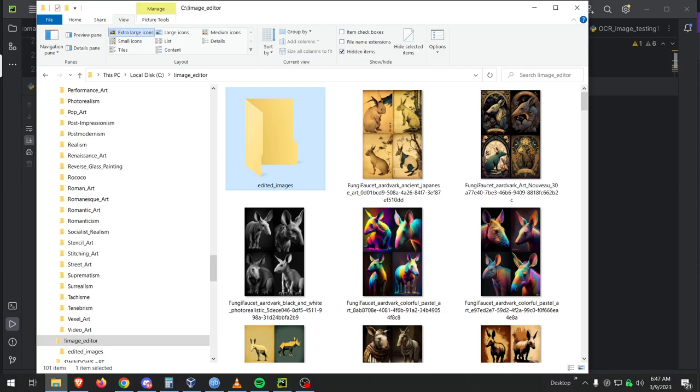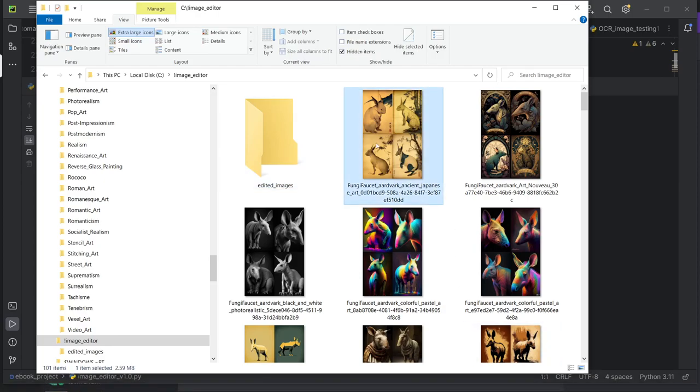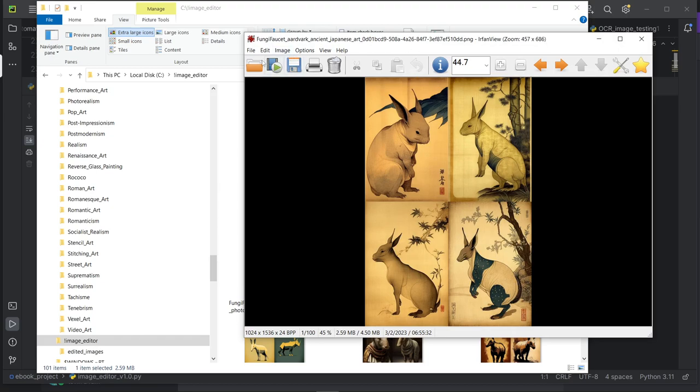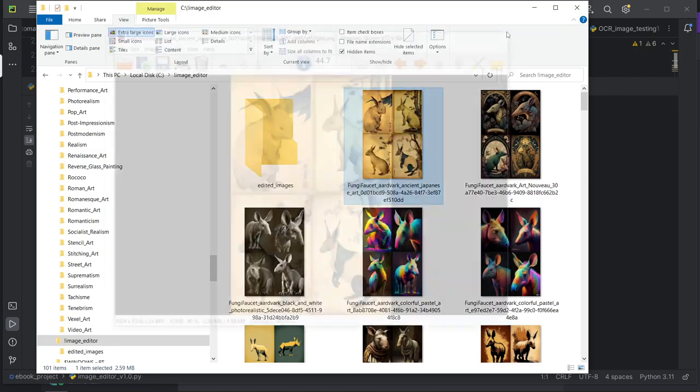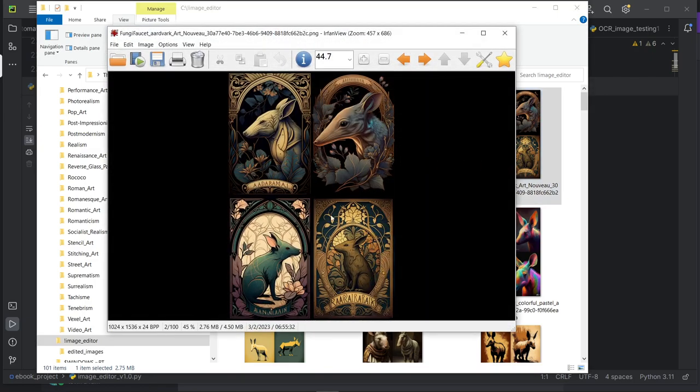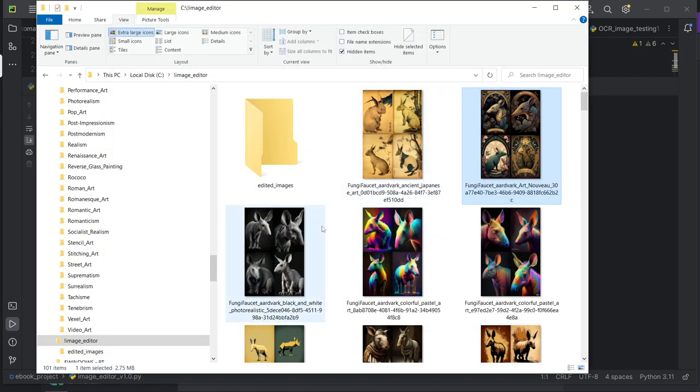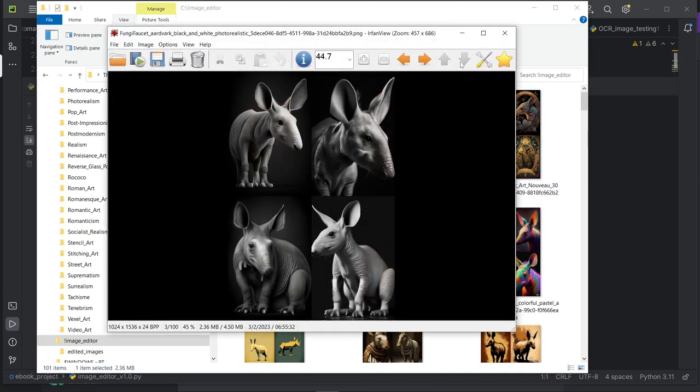All right, check this out. So these are the images that I'm rendering. They come in four images per file like this. And they're always like this, no matter what resolution or aspect ratio you generate them in.